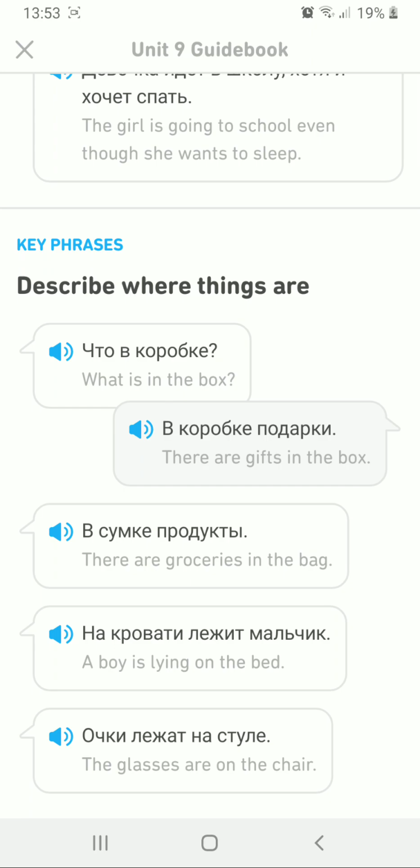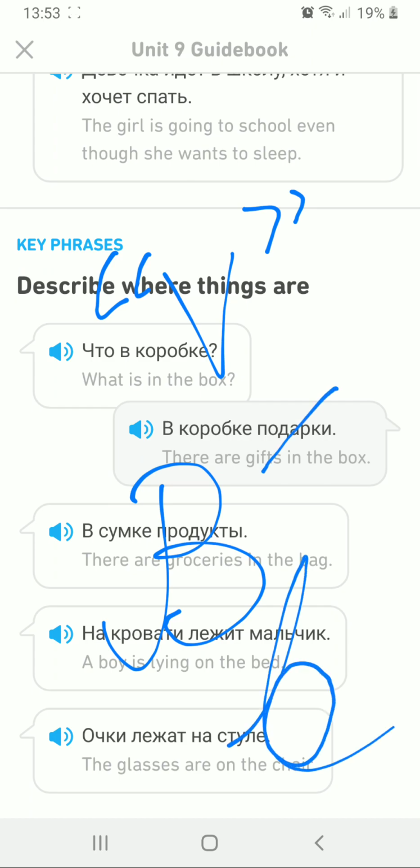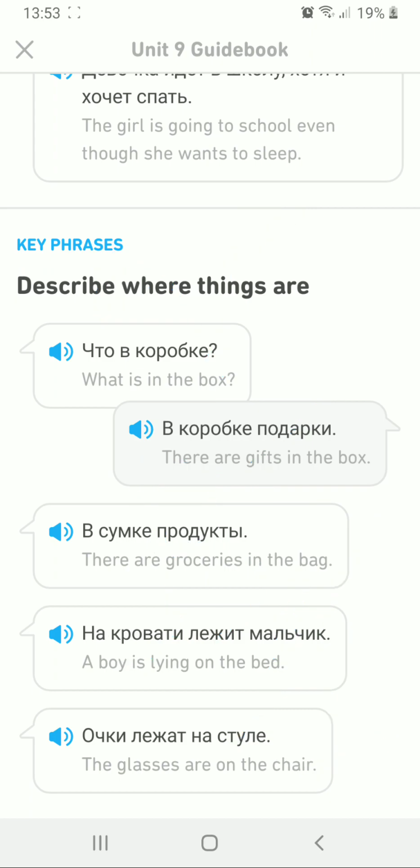So here we're using the letter V. This sounds like a V in Russian. We can also write it like that. This is the capital letter, and this is the lowercase, the small letter. В коробке подарки. Okay, so also there is inflection. You have to change коробка into коробки. Okay, let's move on. What is в сумке here? Продукты. Sumka.